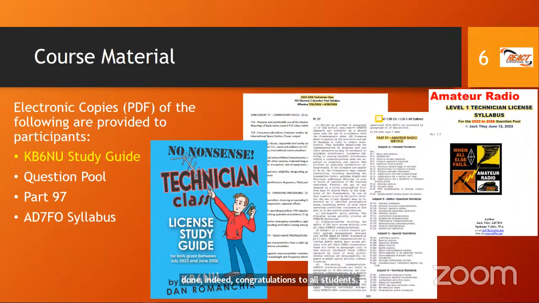Right, so just a reminder of the course material. We are using the No Nonsense Technician Class License Study Guide by Dan Romanchik, call sign KB6NU or Kilo Bravo 6 November Uniform. All students would have also received some other supplemental information, but this book in blue is the one that we're using, and you should have your PDF copy. Again, any student without it, please send us an email or WhatsApp, and we will ensure that you get your copy.